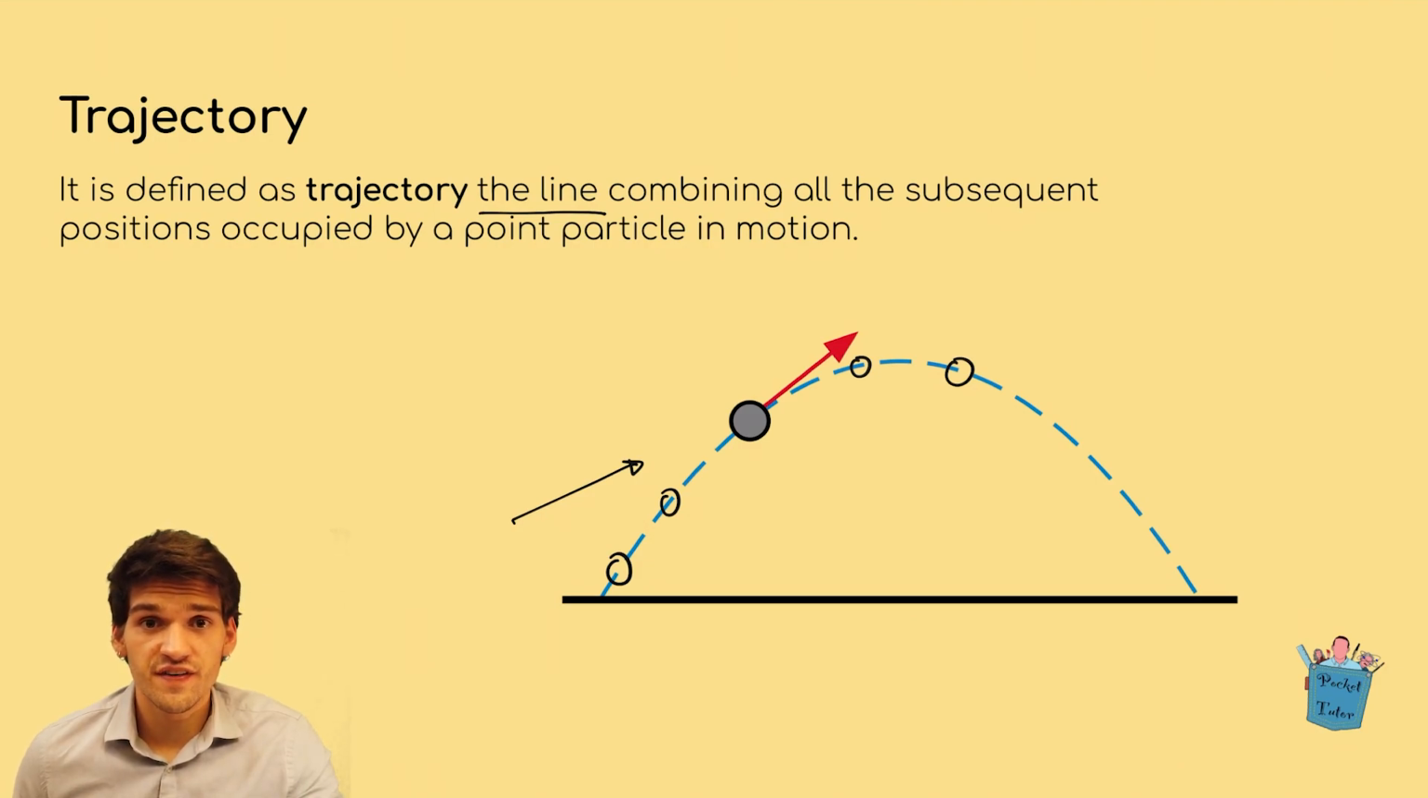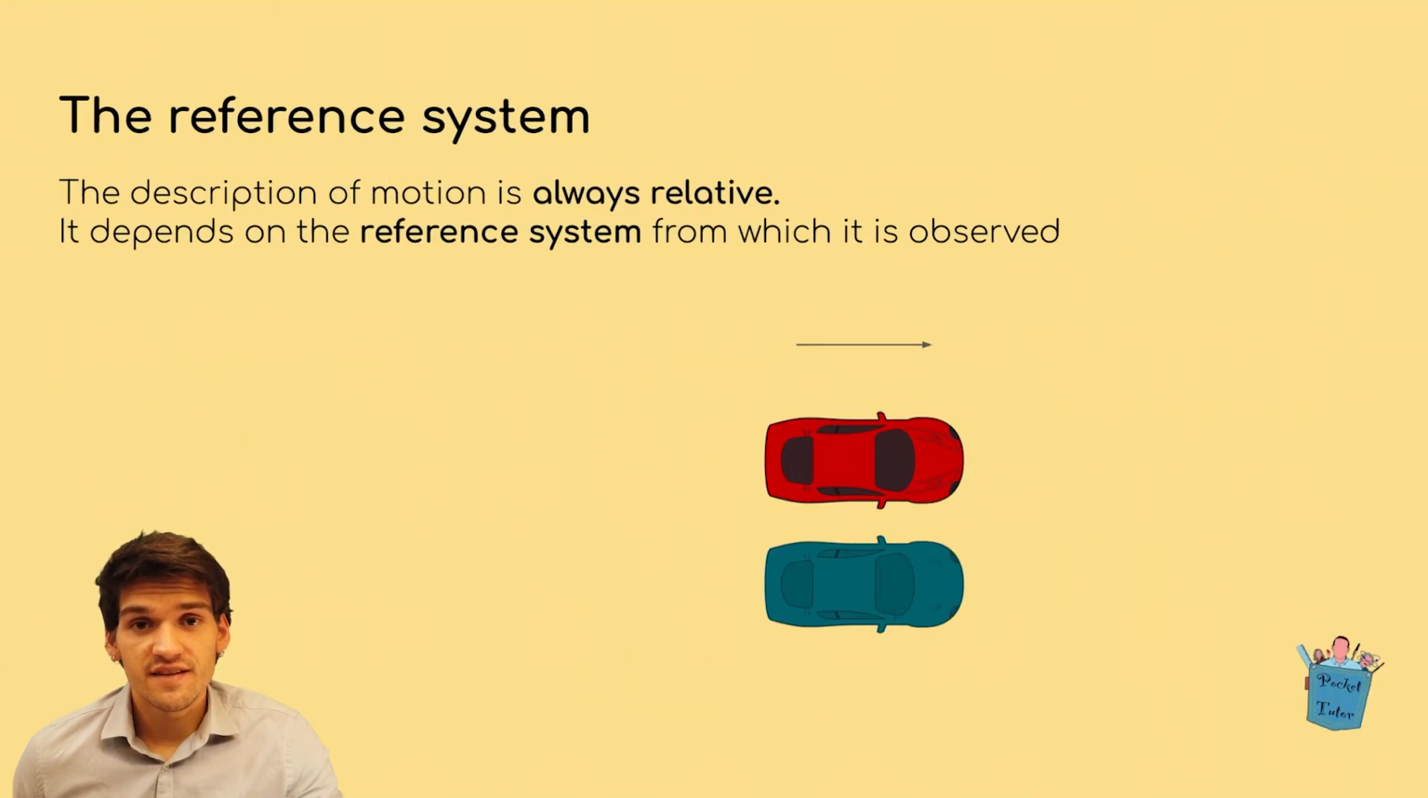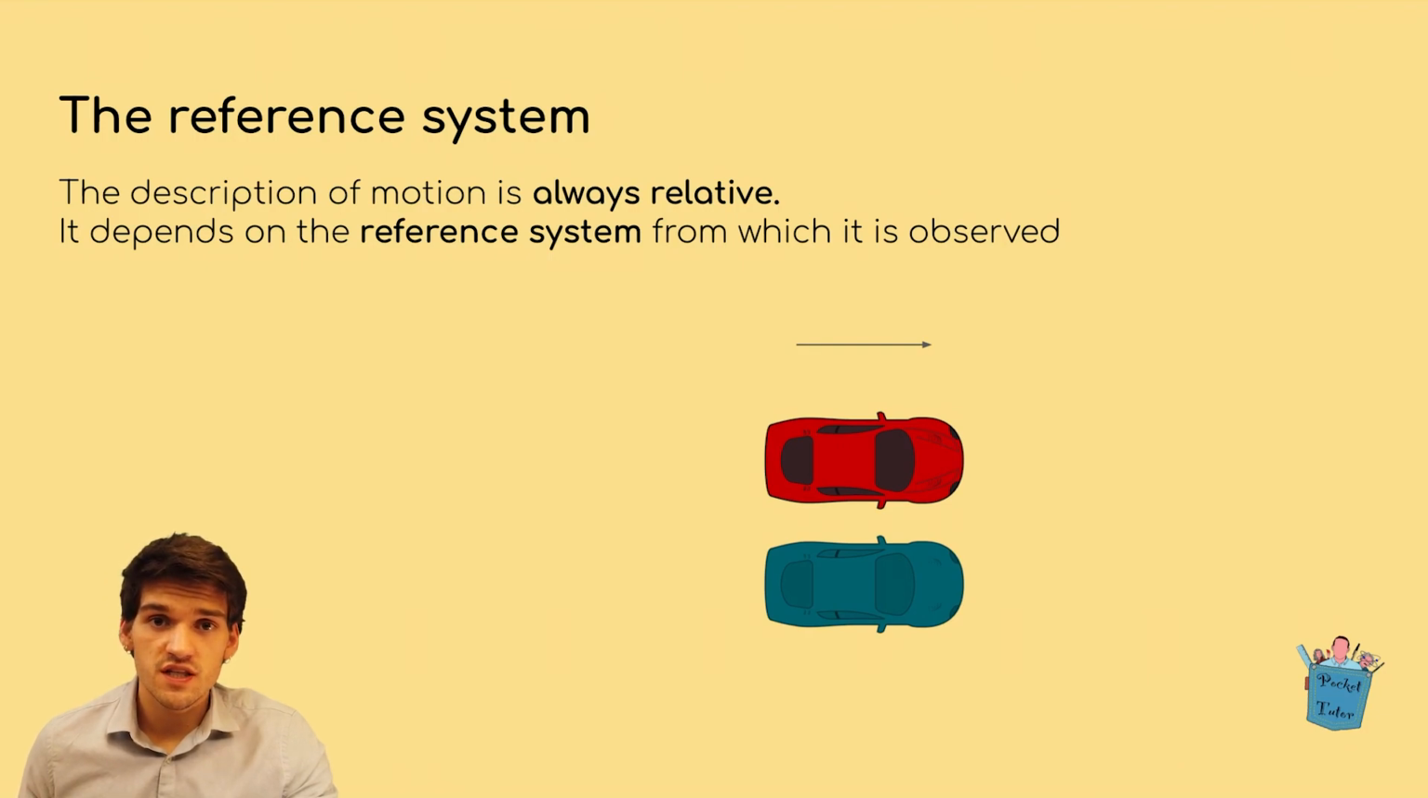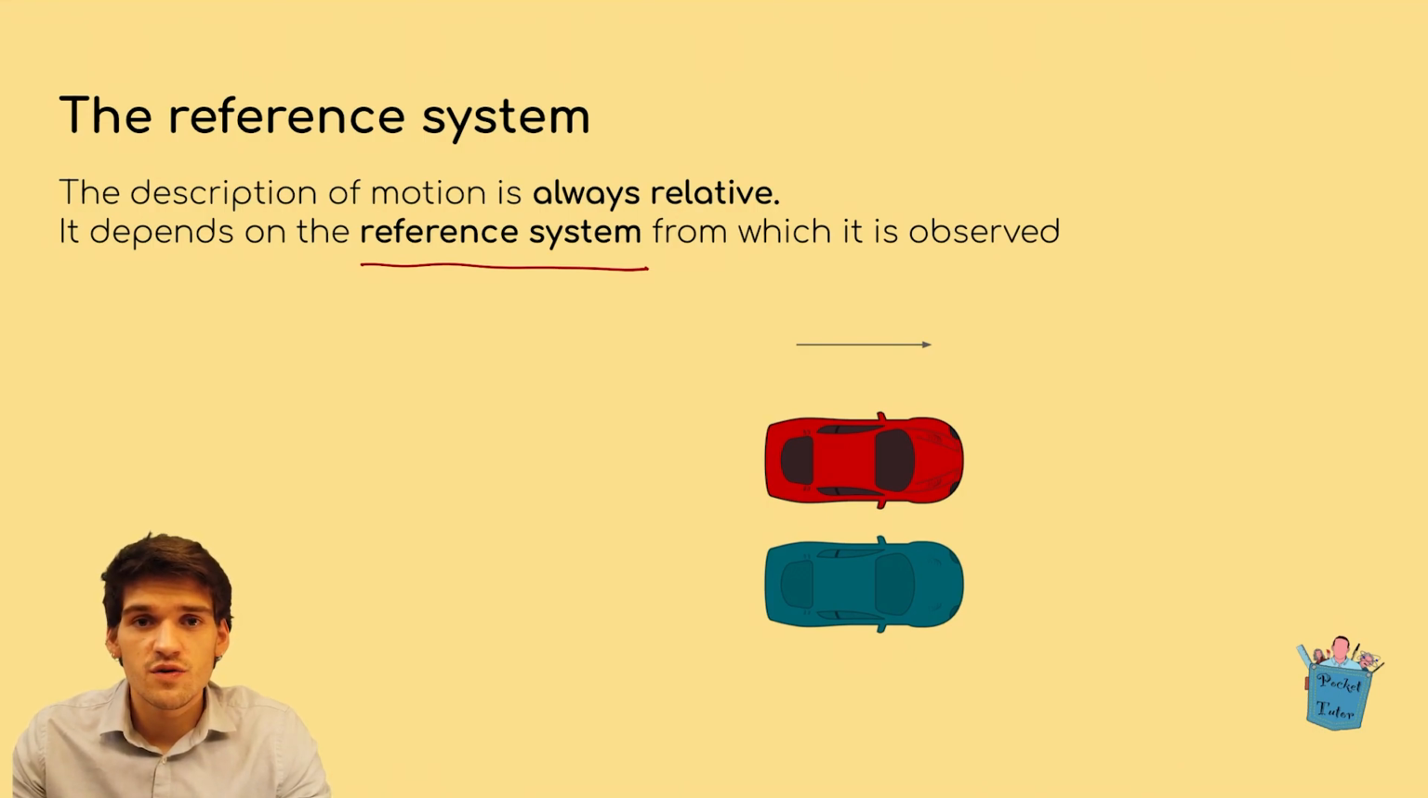One thing that is very important to remember is that the motion of a body, as well as the trajectory of a body, are always relative to something. And this something is the reference system. So when we are describing a body, we always need to define some reference system, a system that we use to describe the position and the motion of something. The meaning of reference system is in the word itself, so it's a system that we use as reference.